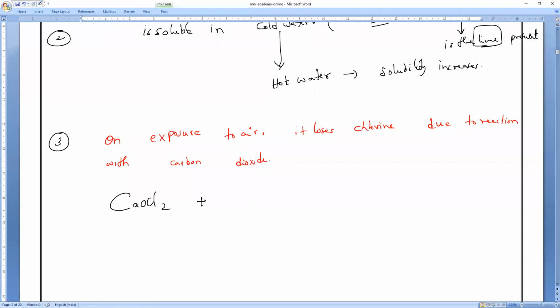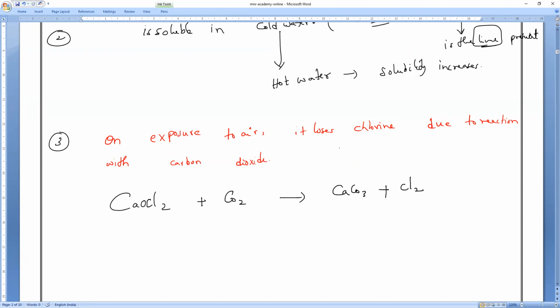Bleaching powder, calcium oxychloride, is CaOCl2. Is it okay, everybody? CaOCl2 reacts with the carbon dioxide. It will produce calcium carbonate, CaCO3, plus chlorine gas. Is it okay, everybody? All of you, please respond.